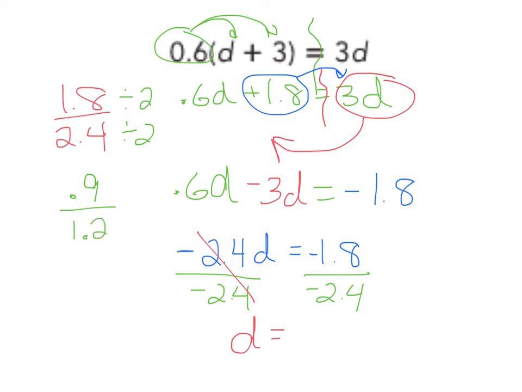Okay, so 0.9 divided by 1.2, we could do that again. We could divide both by 3. So this would be now 0.3 divided by 0.4. So now we have to go ahead and do long division here. So let me erase these. All right, so we're going to do 0.3 on the inside divided by 0.4.